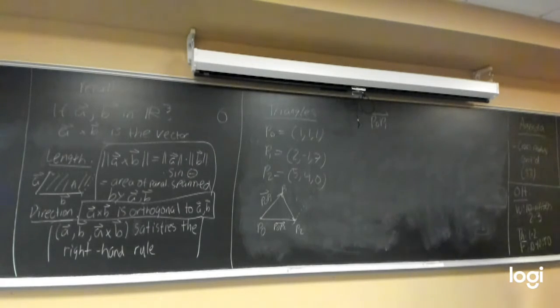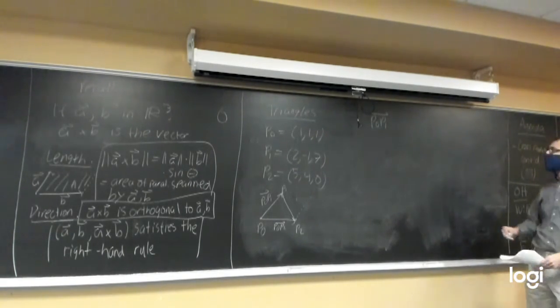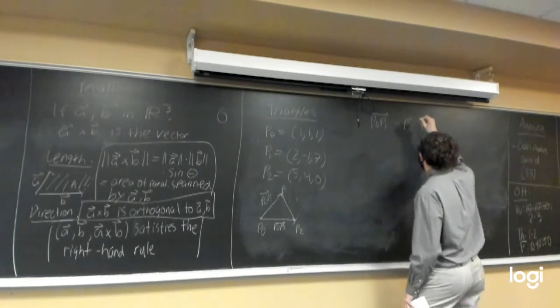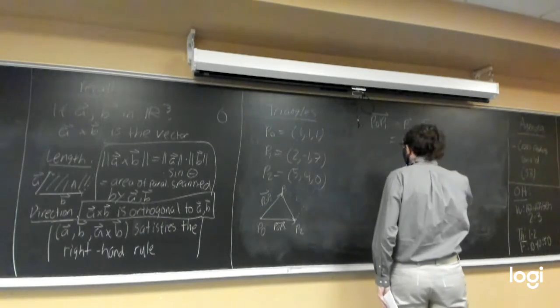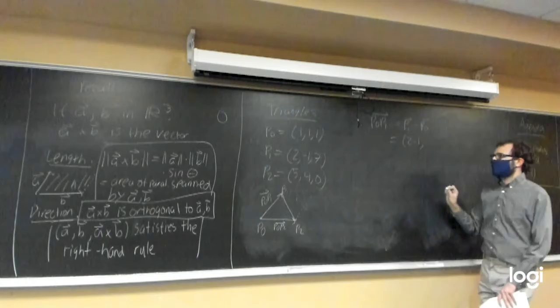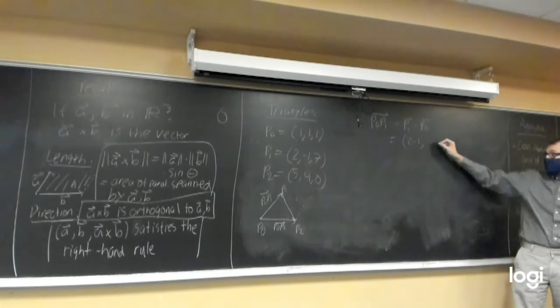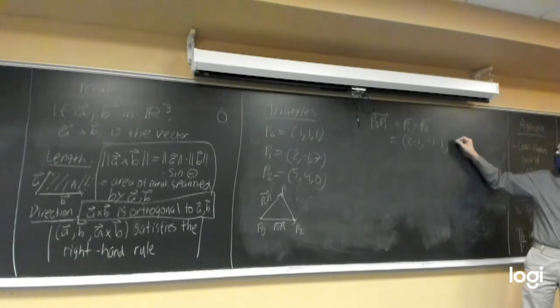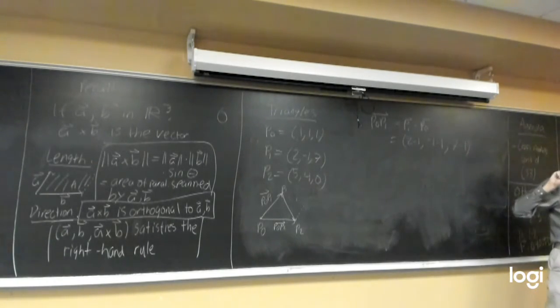Right? It's going to be P1 minus P0. So the X is going to be 2 minus 1. Hold on just a second. Let me catch up. Okay, so 2 minus 1. And then I can't see. Oh, sorry. And then we take 1 minus 1. And then 7 minus 1. Like that?